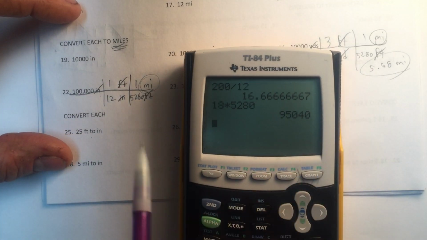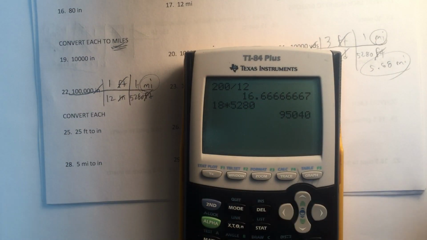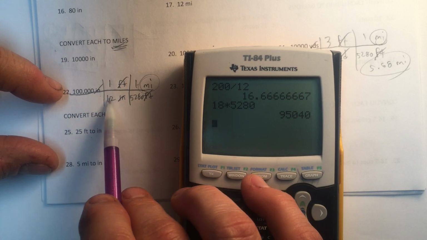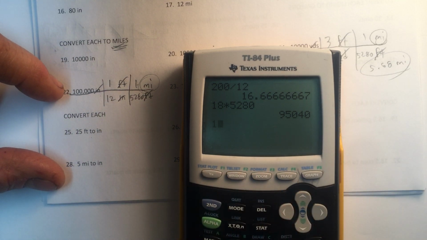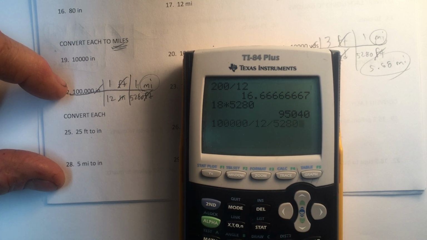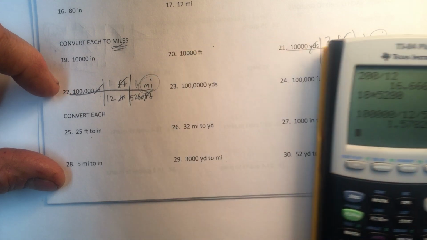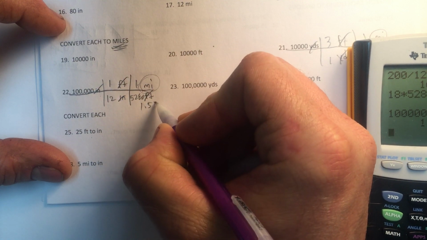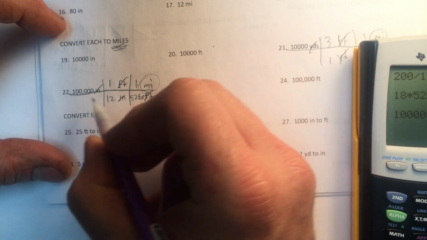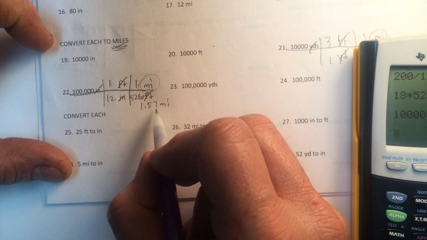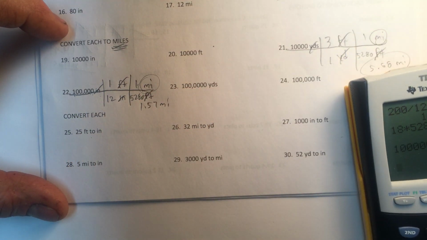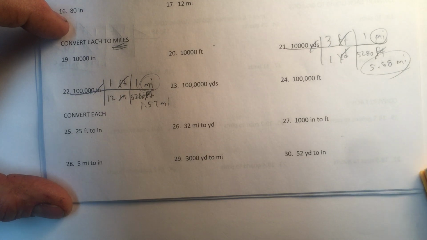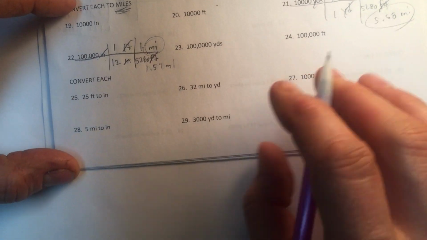All right, so I'm going to bring my calculator in, and these ones on top, I don't have to worry about those. But 100,000, I'm going to divide by these two numbers. So 100,000 divide by 12 and divide by 5,280, and we're looking at 1.57. 1.57 miles. 100,000 inches is 1.57 miles.